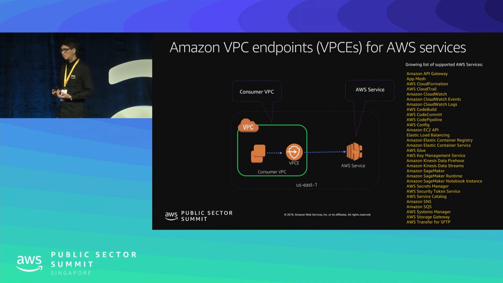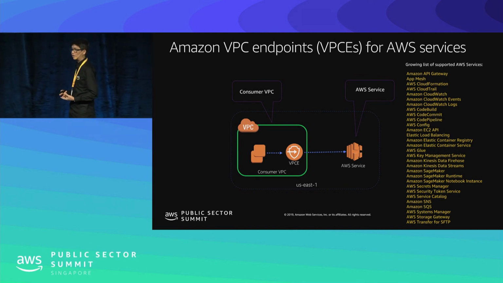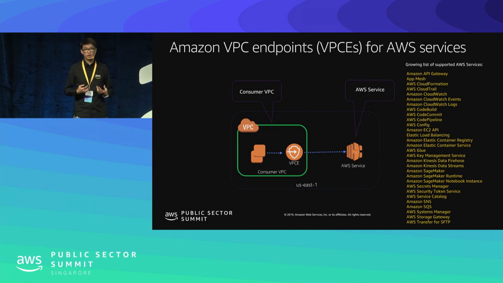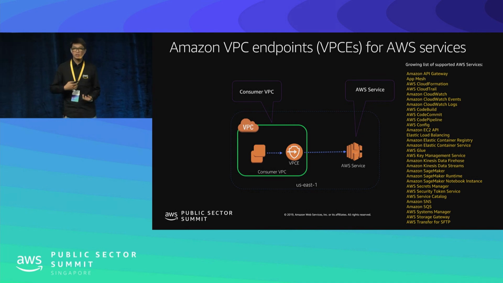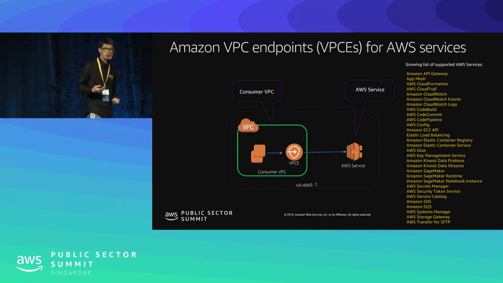Over time, we have launched a large number of AWS services that support private endpoints, especially for secured application environments. For example, your intranet zone will have no connectivity to the internet, but I still want to leverage all these services. So the only way to do it basically is through a private endpoint.